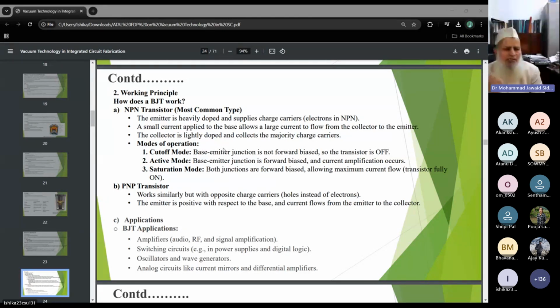So these are the modes of operation of the BJT: cut-off, active, and saturation mode. Active mode is very popular for amplification purposes, and cut-off and saturation are used in switching. The PNP BJT is not very popular because holes have lower mobility than electrons. And these are the applications of the BJT. Please go to the next slide.